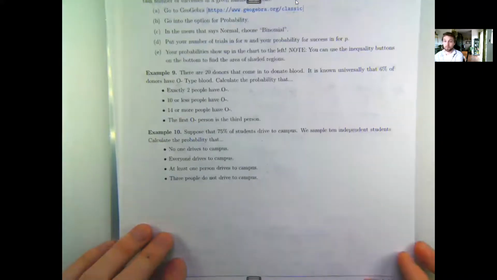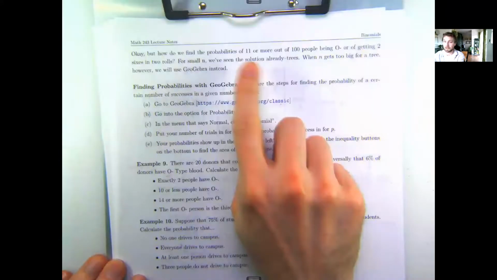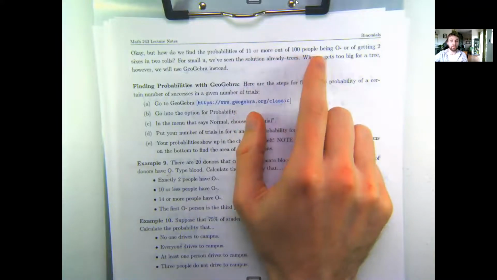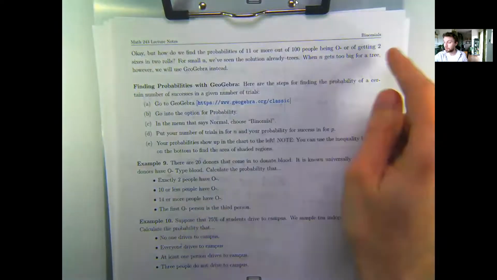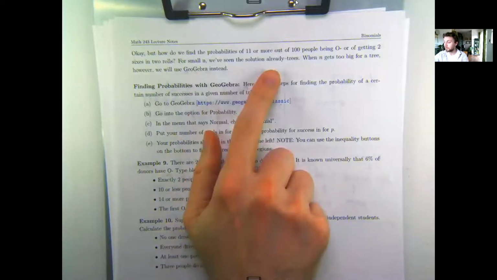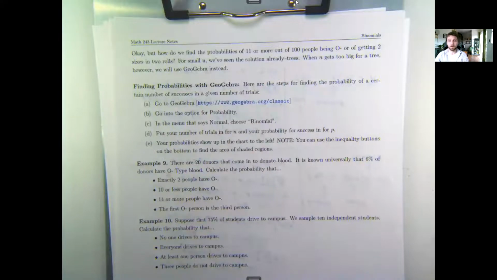I'm going to show you the steps first, and then we're going to calculate some things out. I want to calculate the probability of 11 or more out of 100 people being O negative. I also want to be able to calculate something like getting 2 sixes in 2 rolls. So we've done this for small n using trees. If it gets too big, we use GeoGebra. These are the steps.